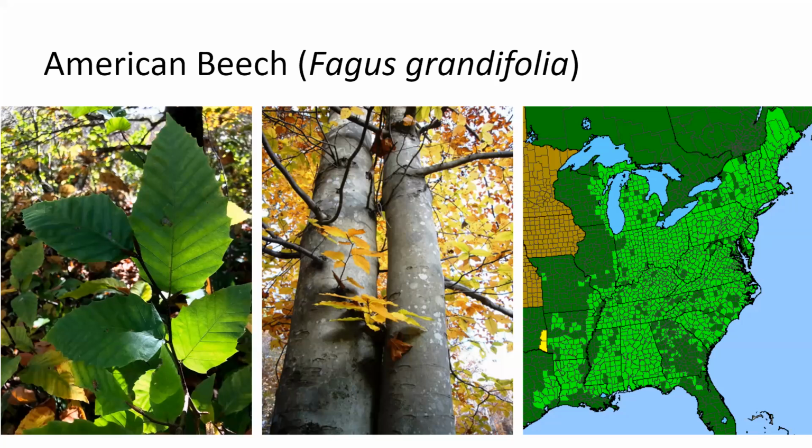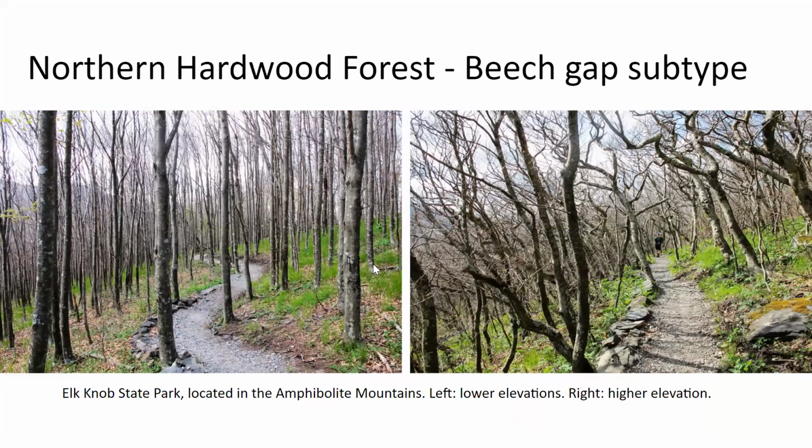You can see this is a little more widespread than yellow birch, certainly ranges further south. And this species should be very familiar to you. Sometimes you have an area that's almost 100% beech, and we call those beech gaps. It is a type of northern hardwood forest. So Elk Knob State Park, mostly north of Boone, is a really nice, really pretty park that's fairly new.